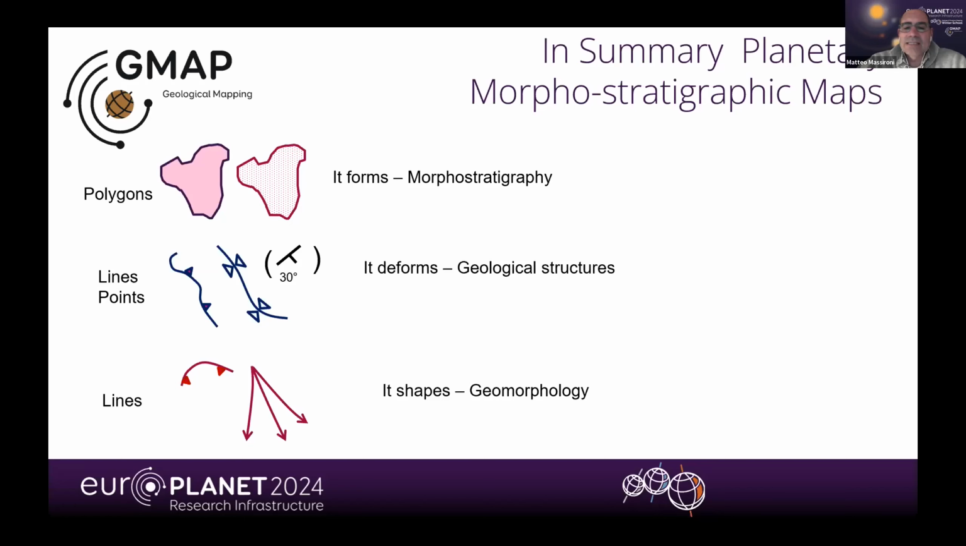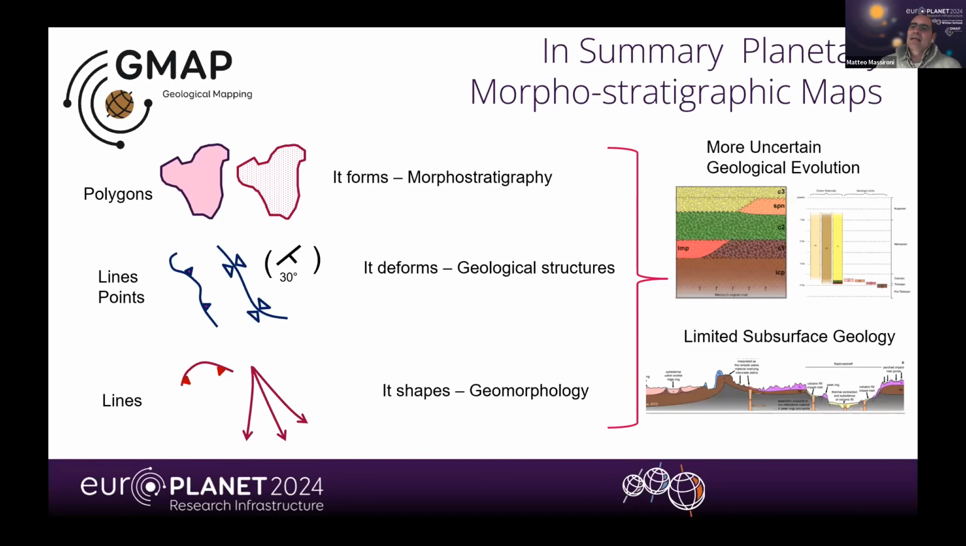And then we have lines indicating just the geomorphology, but not the deposits, because the deposits are part of the morphostratigraphy. And all of them can give us an idea of the geological evolution, but a little bit more uncertain with respect to the Earth geological map, and with limited knowledge of the subsurface geology. So the major aim for us, for planetary geology, is to get closer to a real Earth geological map.